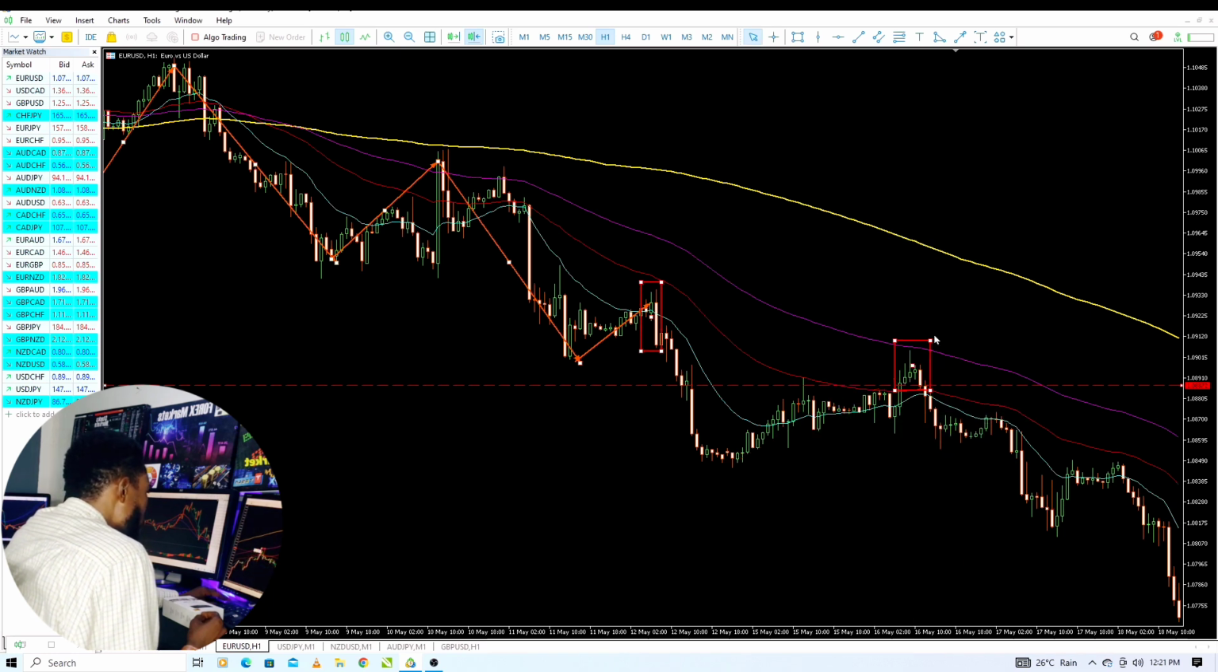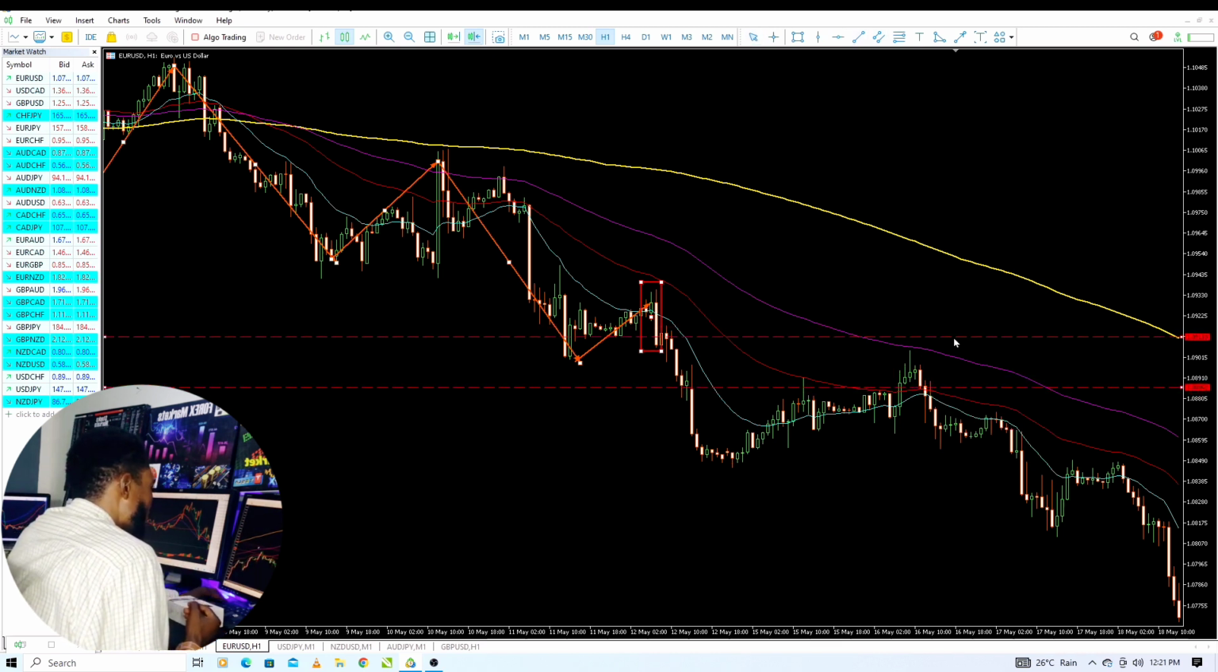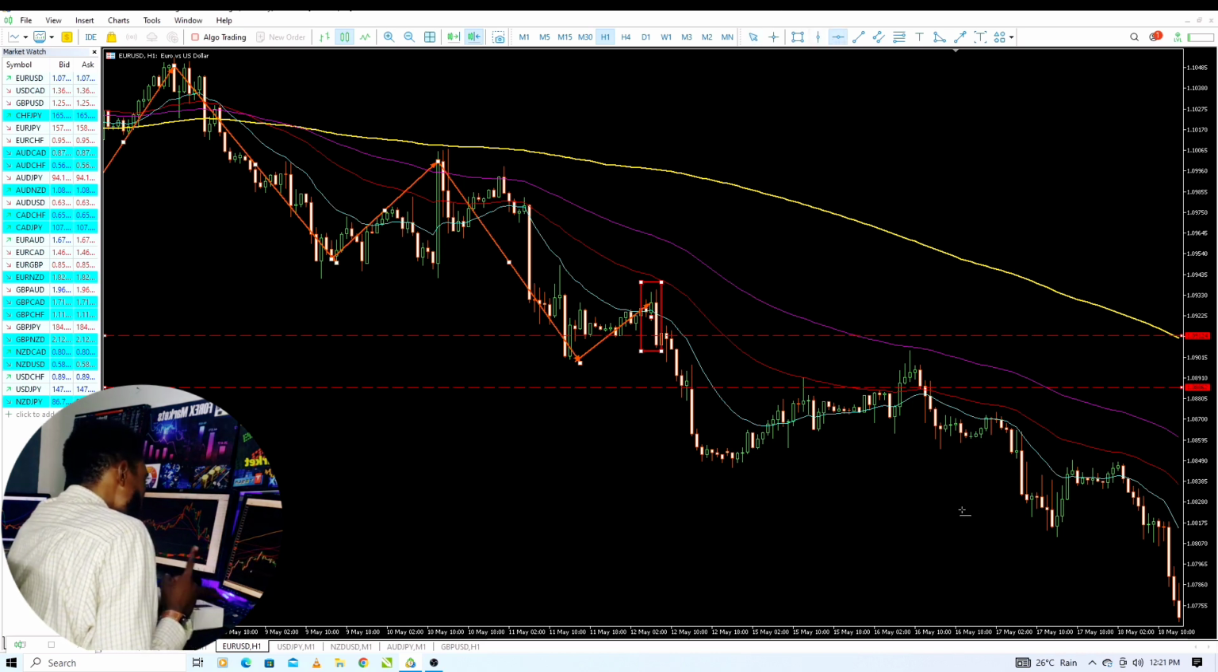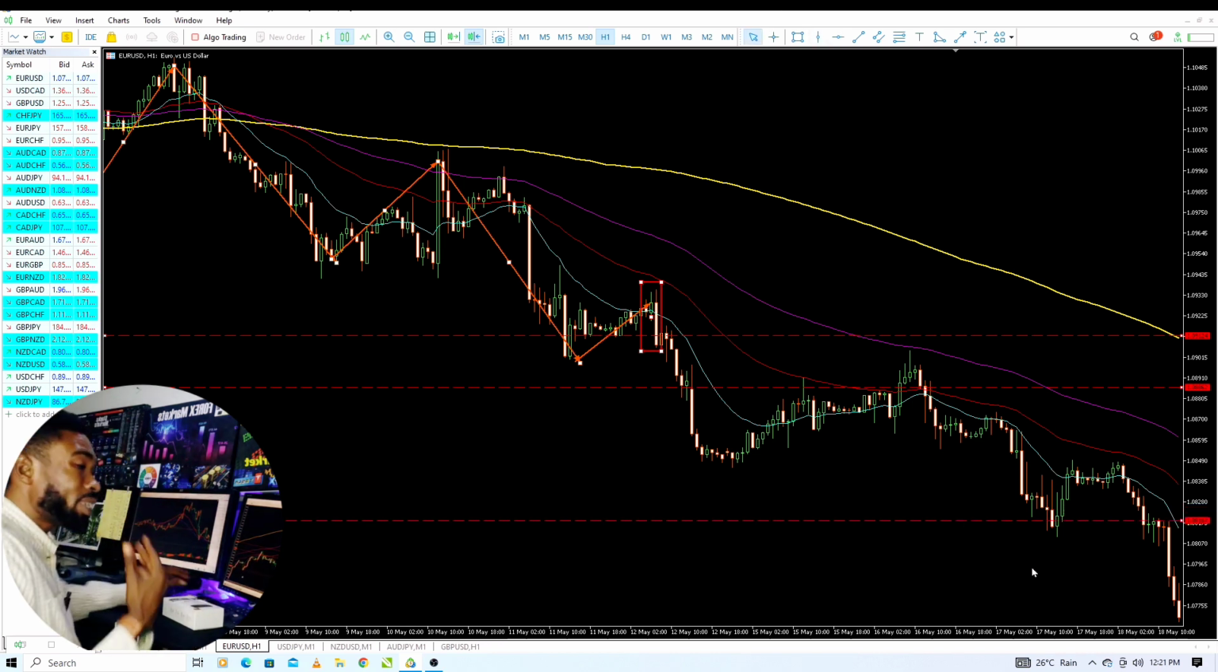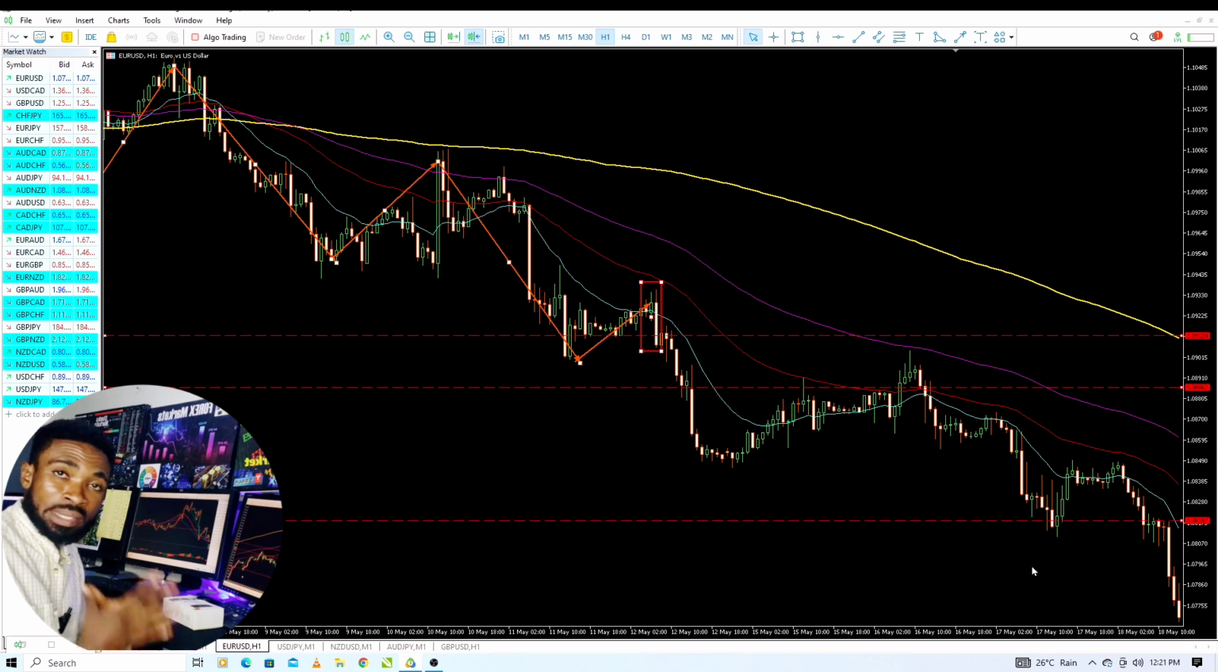So your entry here, let me create this. Entry here, your stop loss behind the pattern, you take profit target 1:2, and you're out of the market. You keep doing this until you don't see any confirmation pattern again, or until the trend reverses. Let's see the next zone.